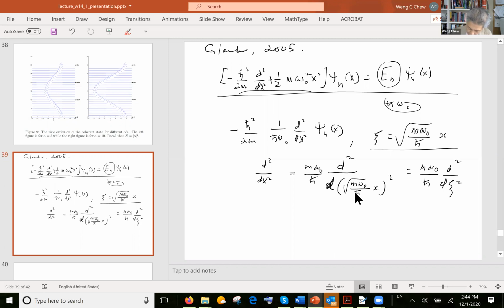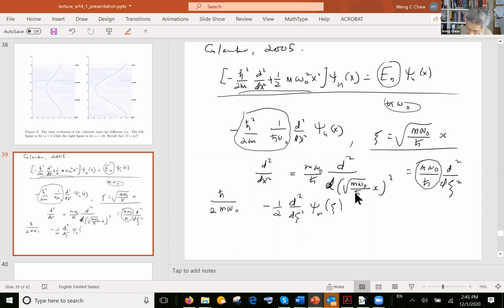If I do that, then what I have is this constant out front. You notice it's just becoming h bar over 2m omega naught, and it will precisely cancel this constant. So if I write this equation this way, this becomes one half d squared over d zeta squared of psi n of zeta. So it becomes dimensionless.